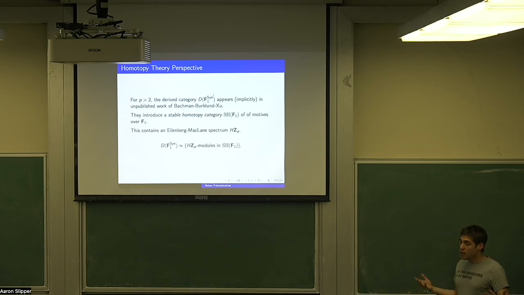So if you were doing ordinary homotopy theory, you take the stable homotopy category and look at modules over HZ, you just get the derived category of abelian groups. And the claim is that the counterpart here is something roughly like this should be true. If you look at the HZ modules in their stable homotopy category, you should get the derived category of F1 syn. I say approximately because I don't actually know the definition of the right-hand side.